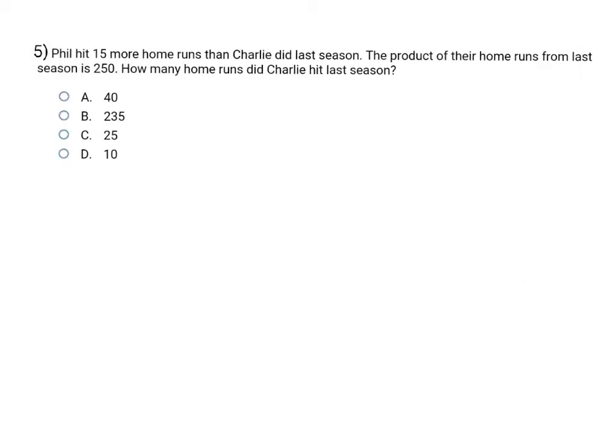So here they want us to write an equation and then actually solve for it. This problem says Phil hit 15 more home runs than Charlie did last season. The product of their home runs from last season is 250. How many home runs did Charlie hit last season? So first let's write down algebraically what we can pull from the problem. We know that Phil hit 15 more home runs than Charlie last season. So that can be written as P equals 15 plus C.